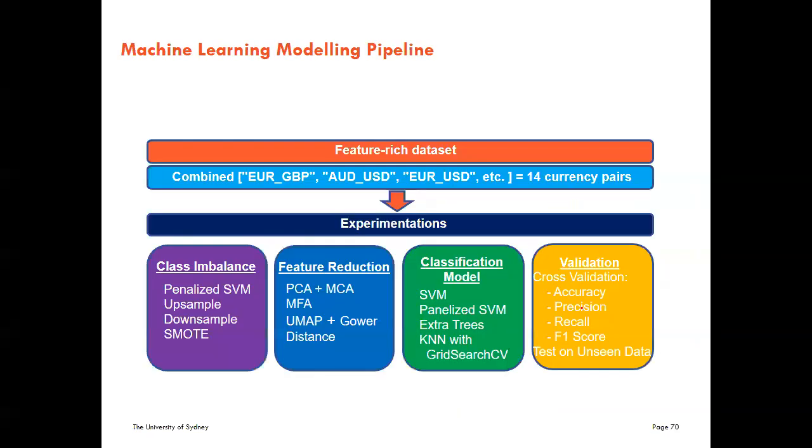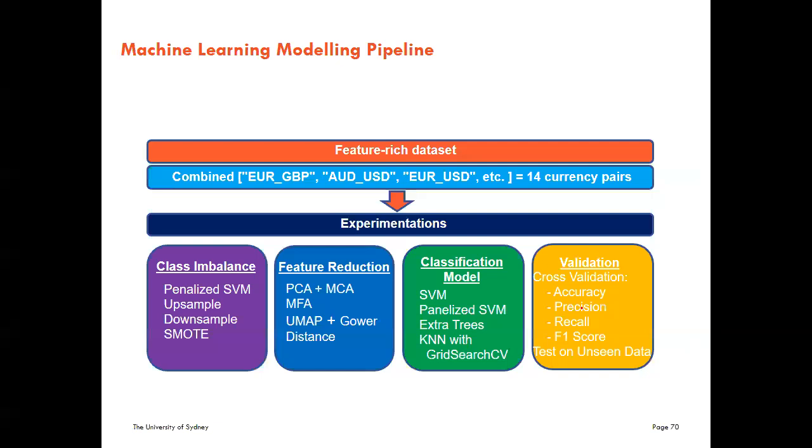So this was their pipeline. They had so many features to be used. They combined 14 currency pairs. They did the experimentations. One of the problems, as Matlub has mentioned, they faced was the imbalance of the classes. So they had to solve this issue.